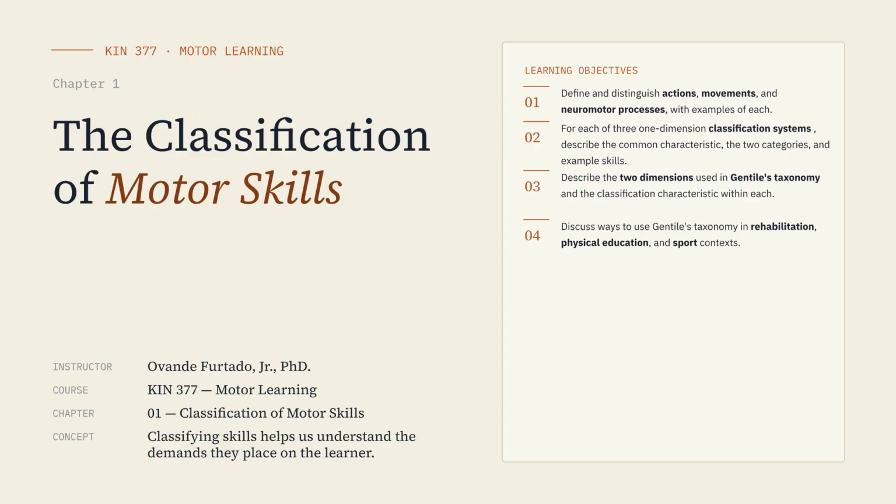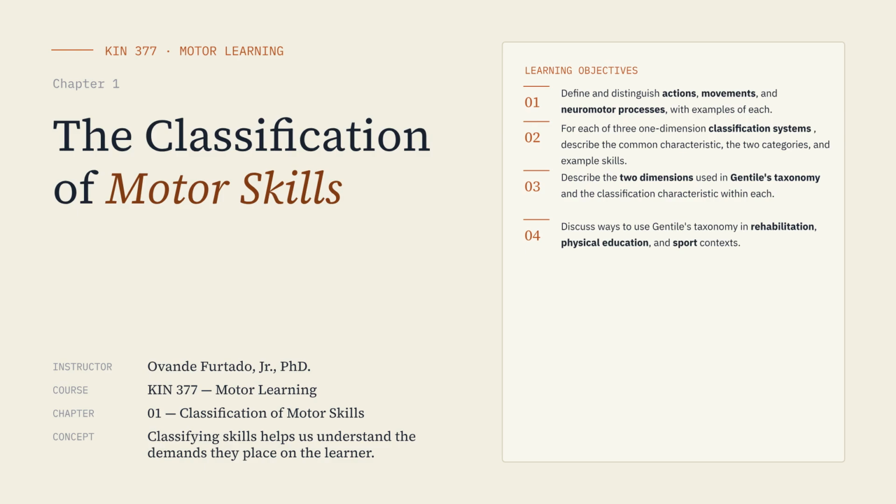The same person can succeed at one skill and fail at another, not because their bodies suddenly stopped working, but because the demands of the two skills are different. A good practitioner sees those demands clearly. By the end of the chapter, you'll be able to do 4 things. Define actions, movements, and neuromotor processes. Explain 3 classic one-dimension classification systems. Lay out the 2 dimensions in Gentile's taxonomy, and discuss how to use Gentile's taxonomy in your future practice.